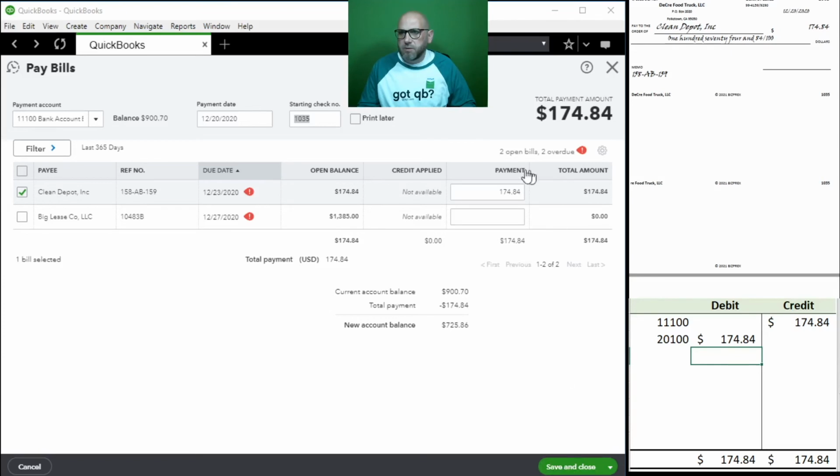Save and close. Again, this amount right here, it is a credit to account 11100, and it's an asset, and therefore when you credit it goes down. Makes sense, right? This money will be taken out of your bank account, right? And at the same time, this amount is also a debit to account 2100, which is accounts payable. Makes sense, right? Liability is reduced because we just paid down that bill. The business no longer owes money to Clean Depot Inc. Okay, let's go ahead and book it.